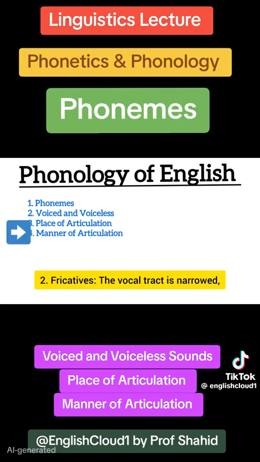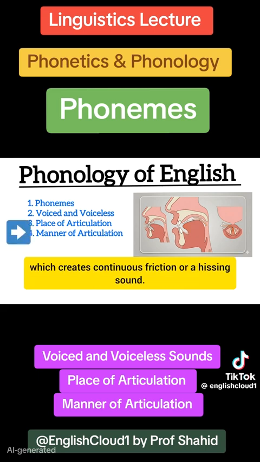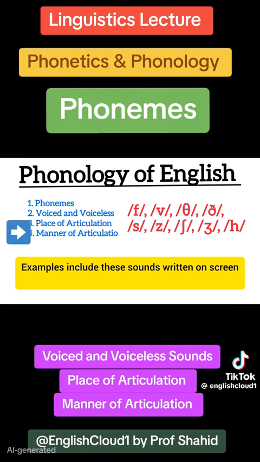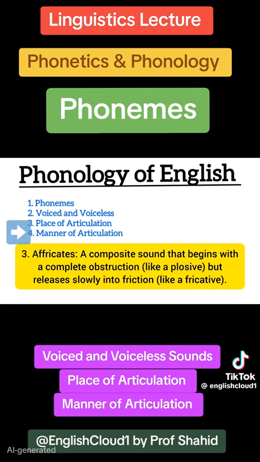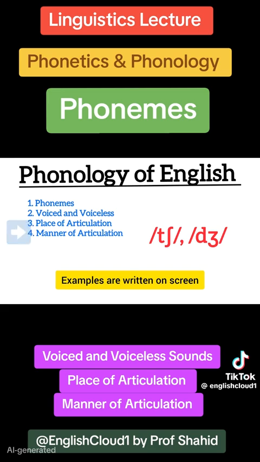2. Fricatives. The vocal tract is narrowed, forcing the air through a tight channel, which creates continuous friction or a hissing sound. Examples include these sounds written on screen. 3. Affricates, a composite sound that begins with a complete obstruction, like a plosive, but releases slowly into friction, like a fricative. Examples are written on screen.